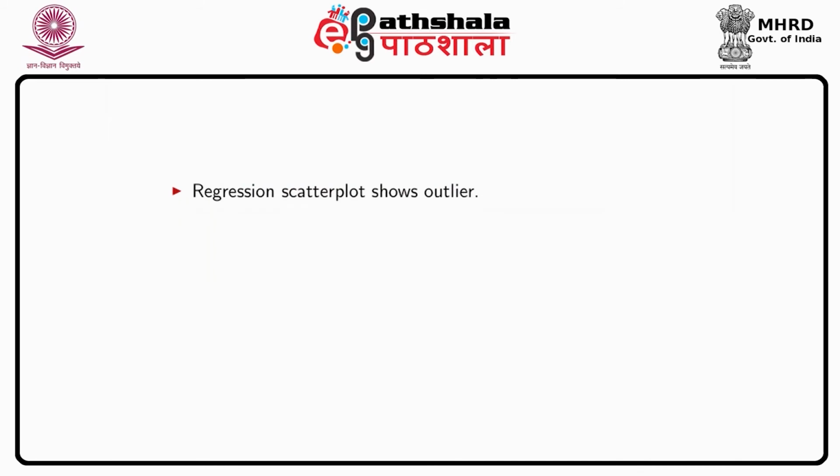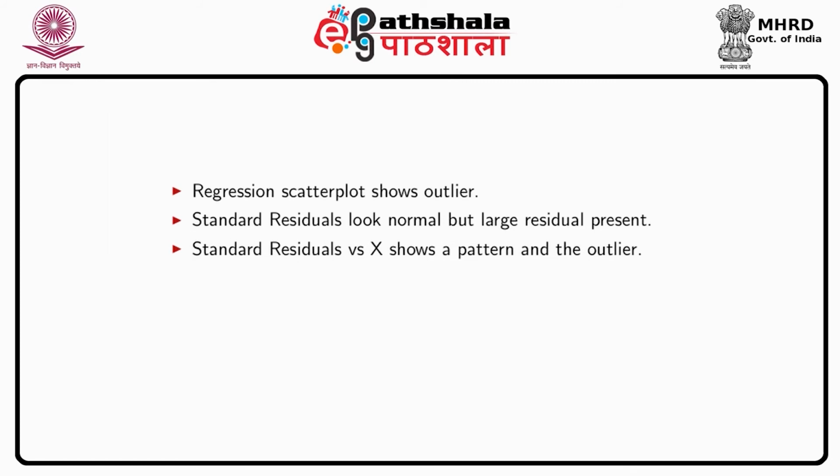So, the conclusion should be that the regression scatter plot which shows an outlier should not be fitted with a linear model. Otherwise, the standard residuals look normal, but there are large residuals present on one side of the values. Also, the standardized residuals versus x shows a pattern and it shows the outlier, and so does the plot of standardized residuals versus the fitted values of y.